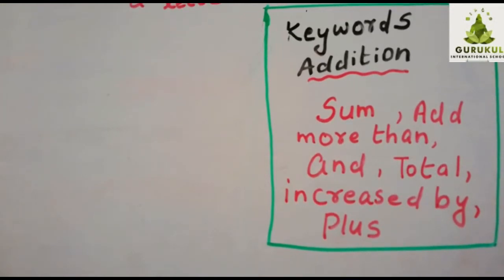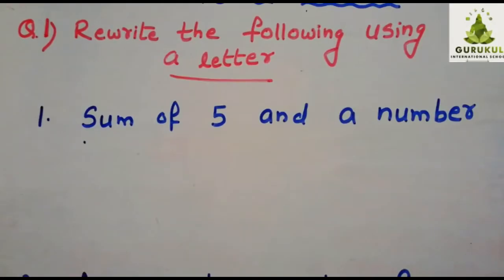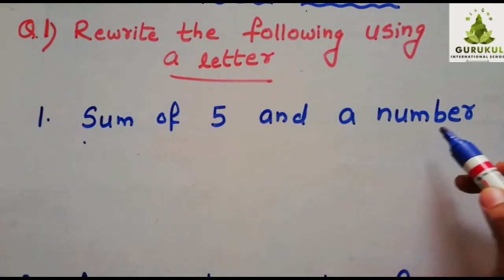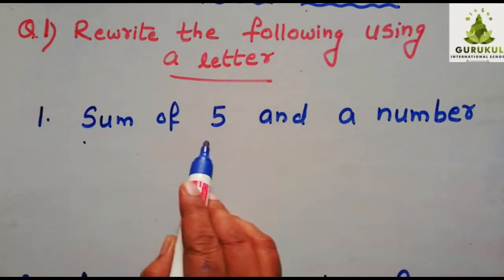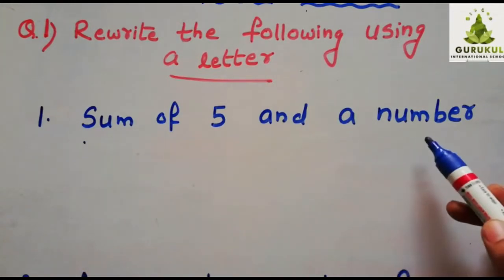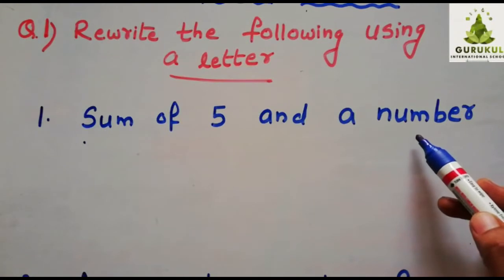Copy this down first. Then we will solve some sums related to addition. Some statements I will give you and we will make some algebraic expressions related to that, using a letter. Copy down these questions now. Sum of 5 and a number. Now you don't know what the other number is. You have to take the sum of 5 and a number. Means a number is there, you don't know the number.